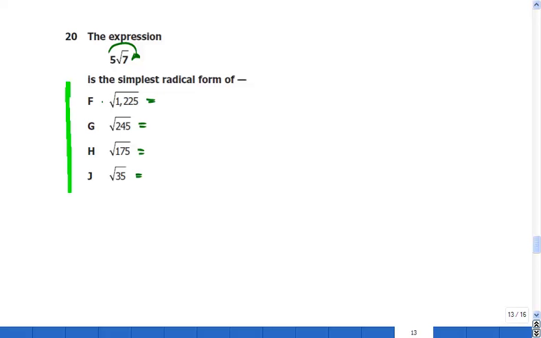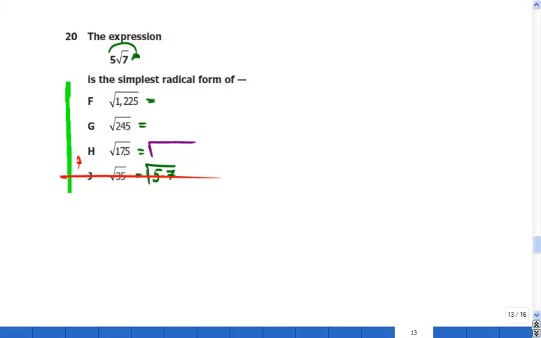well, you can start by looking at your options here and noticing that J, square root of 35, is actually square root of 5 times 7, and in no way can be equal to 5 square root 7. Okay, you can go up to the next one, H. Well, H, I can rewrite the quantity under the square root as what?